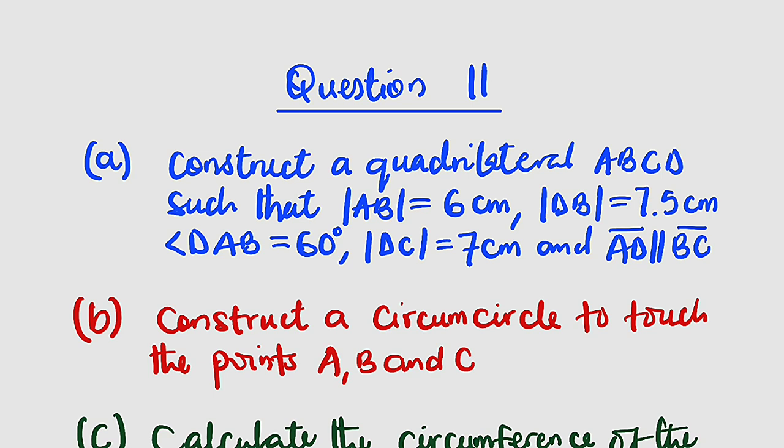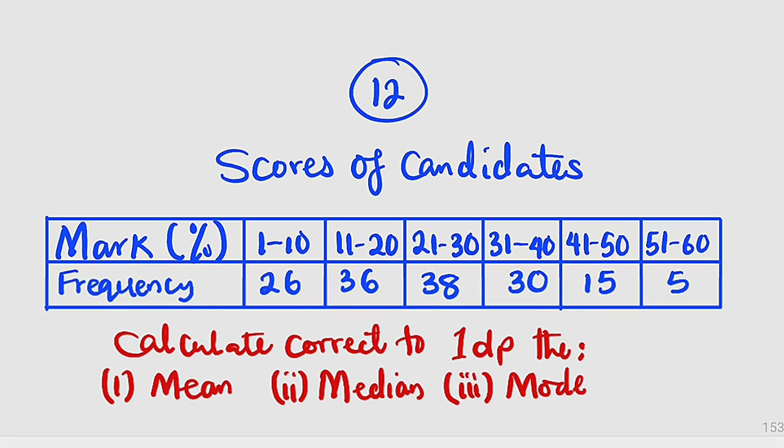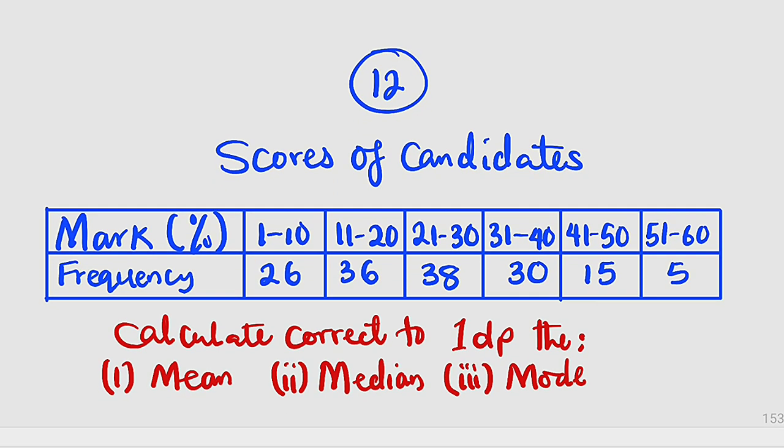Here is question number 11, which is under geometrical construction. But at the moment, my mathematical set is not ready. Therefore, we have to move to question number 12, which is under statistics. We are giving scores of students here in tabular form. We have the marks in percentage. We have the frequency. We're asked to compute for the mean, the median, and the mode.